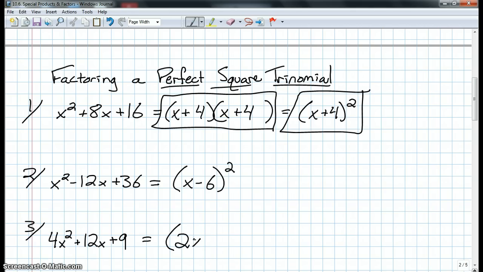It became the quantity of 2x plus 3 all squared. It's a little shortcut to remember these rules. If you look at it here, if this c term is a perfect square and you can take the square root, and if you look at the b term and it's twice whatever that square root was, it's going to work out. With example 3, you also have to have the fact that it was multiplied by 2 as well.